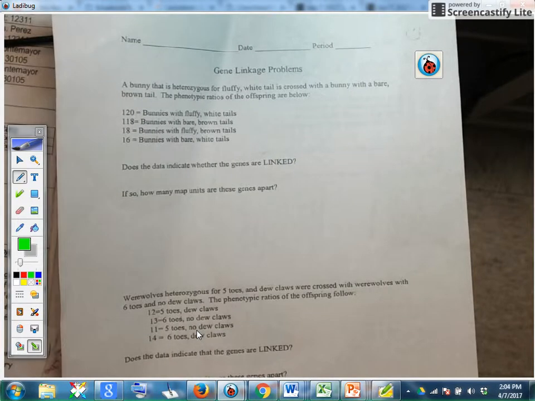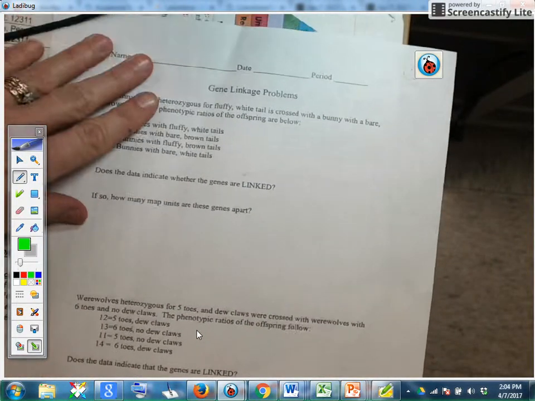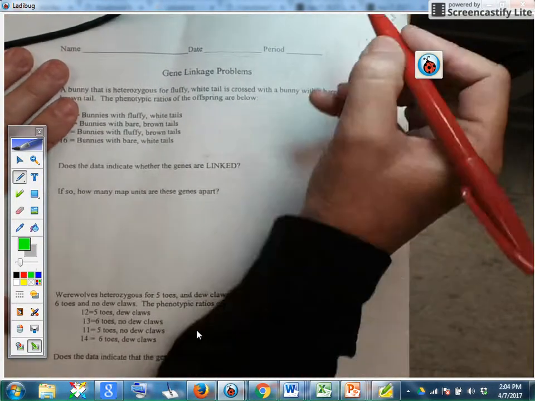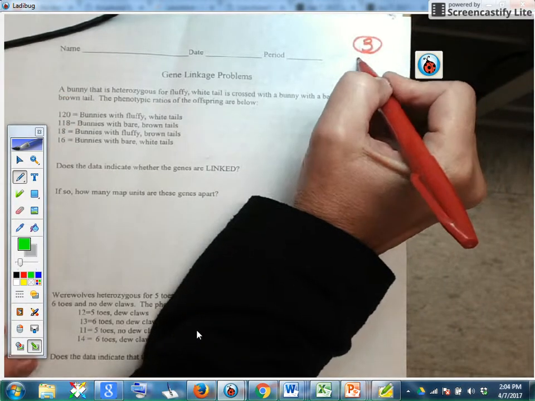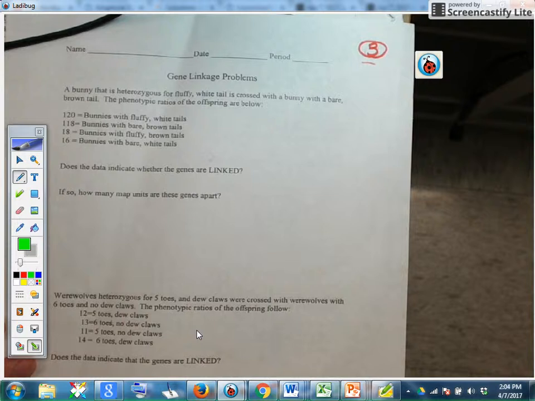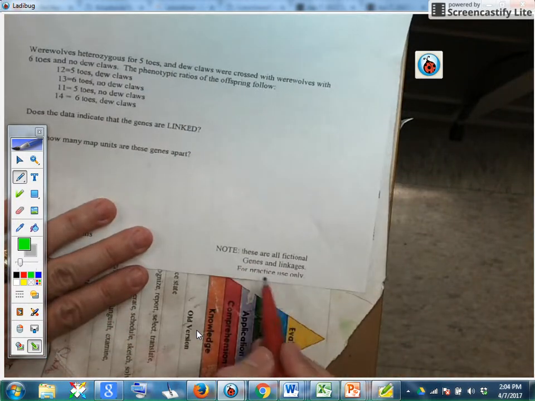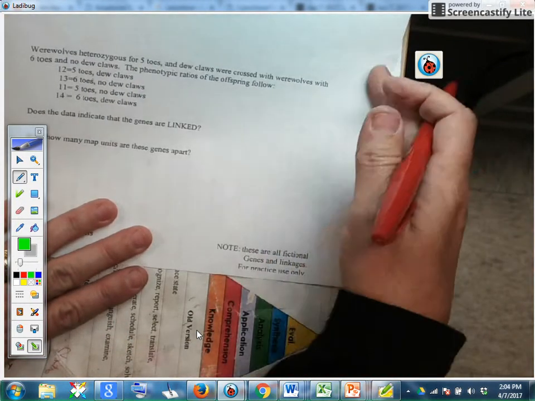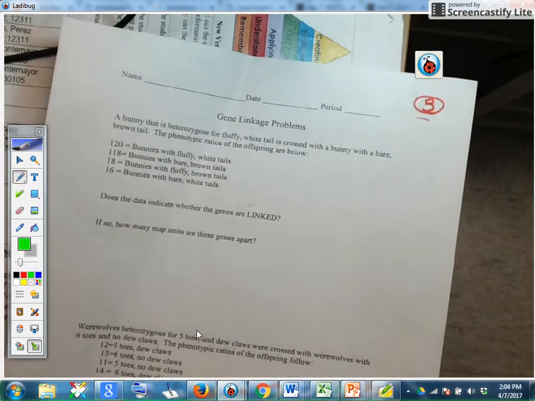This video follows the Oompa Loompa calculations, and you've picked up this worksheet in class on Wednesday. There's maybe a 3 up here. So these are just sample data problems to work. You'll notice these are fictional characters, fictional genes, and linkages. We're just doing this so we can have practice on how to do these problems.